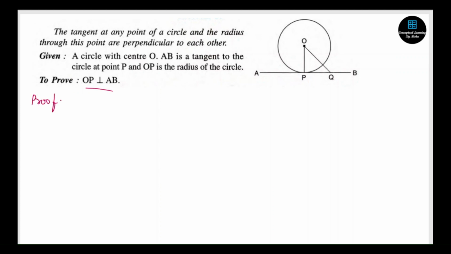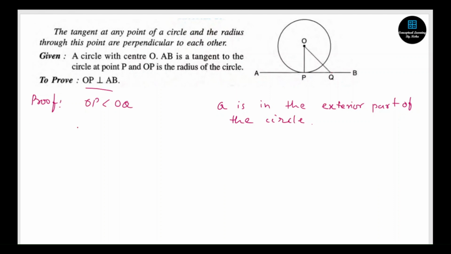Okay. So the first thing, what I can say here is, Q is any other point except P, which is on the tangent AB. Now what I can say, OP is less than OQ. Can I say that? Why? Because Q is outside of the circle. Q is not in the interior part, Q is in the exterior part of the circle.